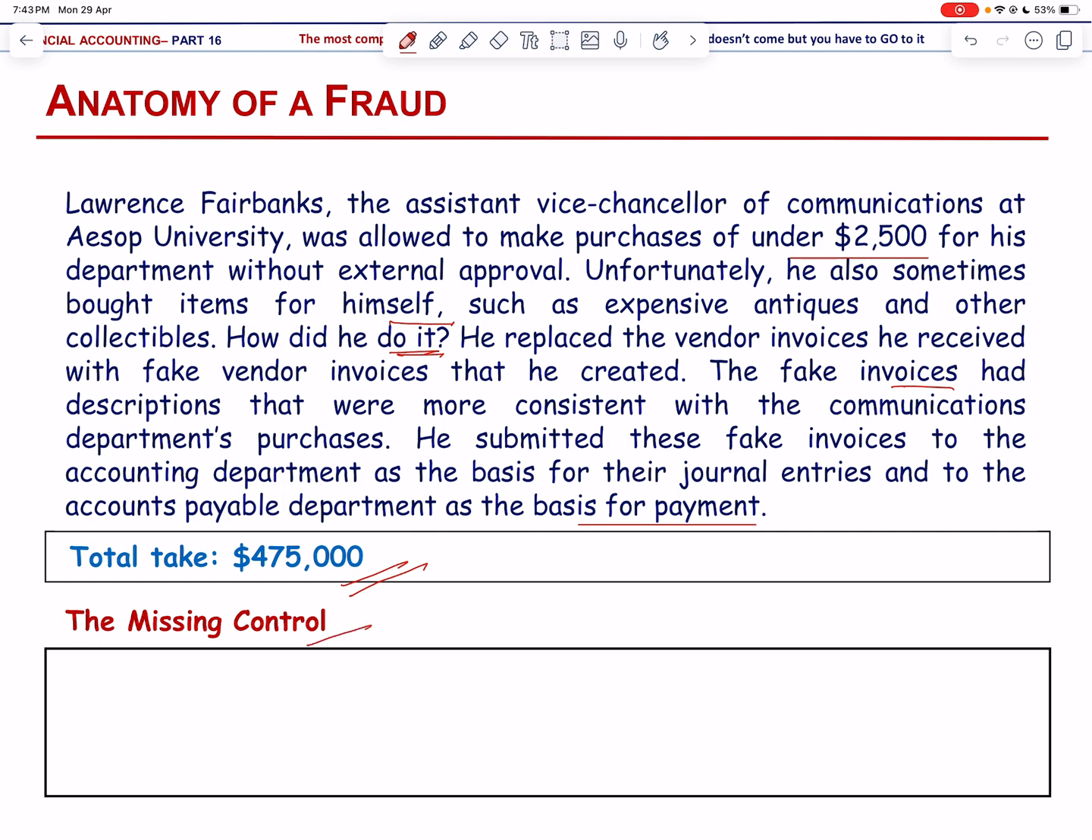The missing control is segregation of duties. The university didn't separate the purchasing tasks properly. Lawrence was involved in ordering, receiving items, and handling invoices. This allowed him to manipulate documents like substituting a fake invoice because he had control over the entire process. So, segregation of duties can help in preventing fraud.